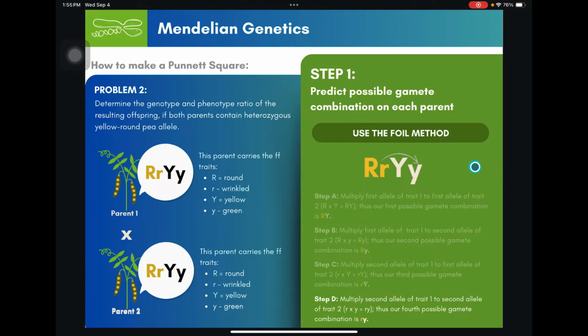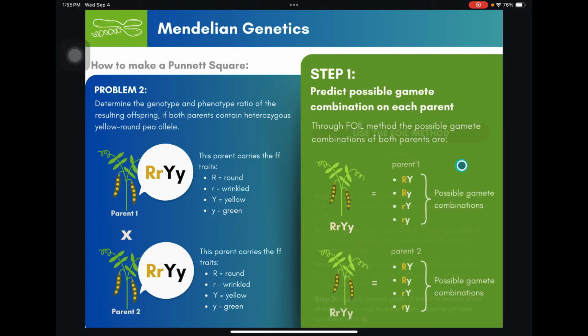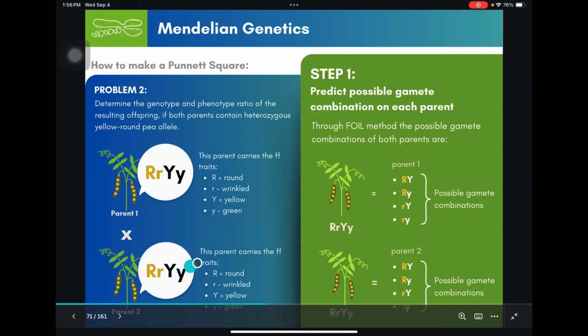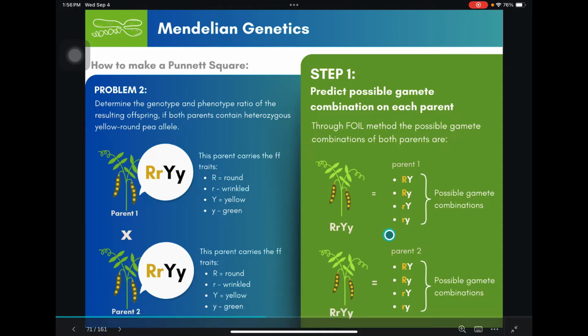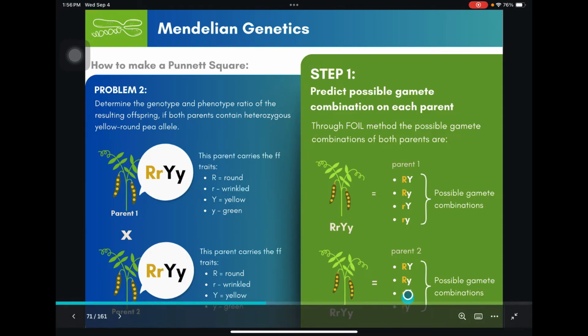So in this case, as you can see, just like when you were in elementary, this is technically a FOIL method, no? So you will have to multiply each of these traits together in order to predict possible gamete combinations. With that being said, since both of these parents are the same, they contain the same genetic traits, both of these parents have these possible gamete combinations. This is based on our FOIL method.